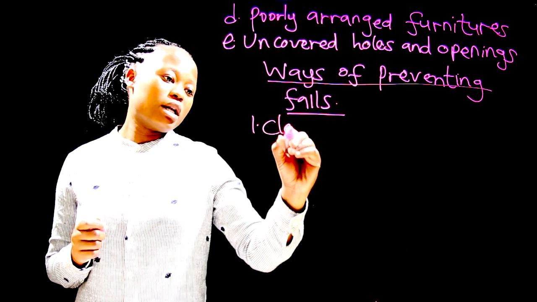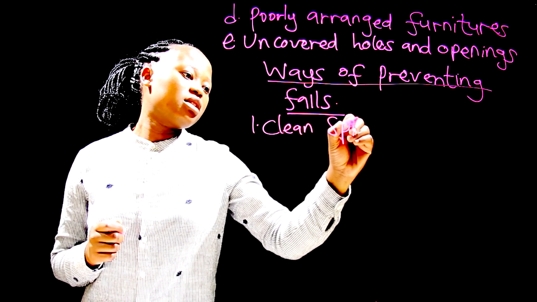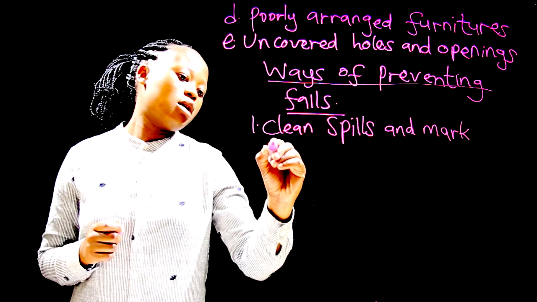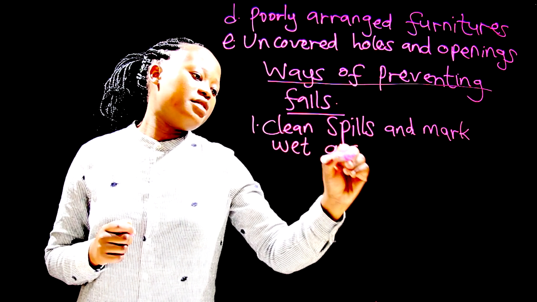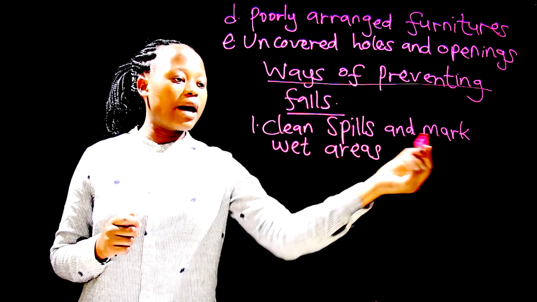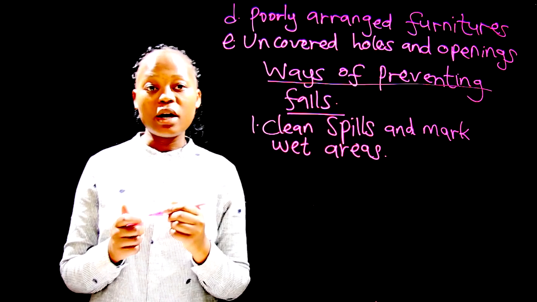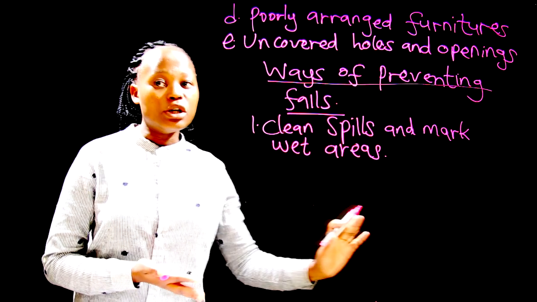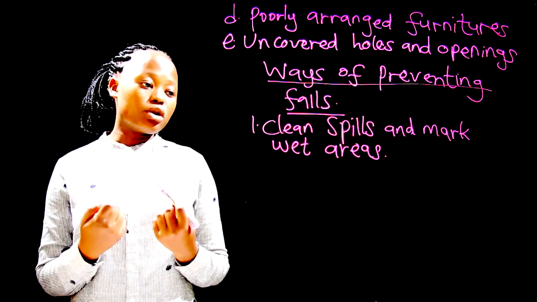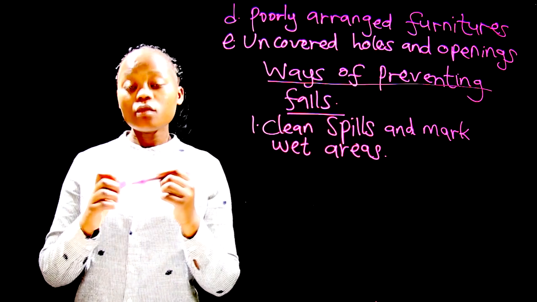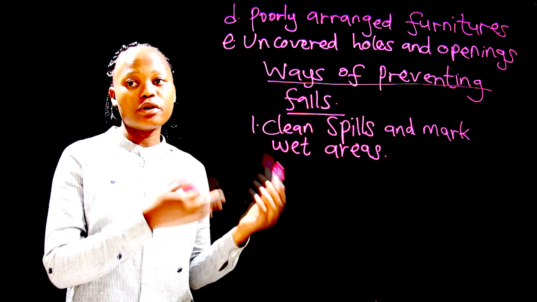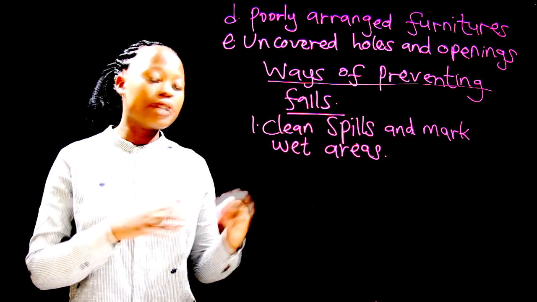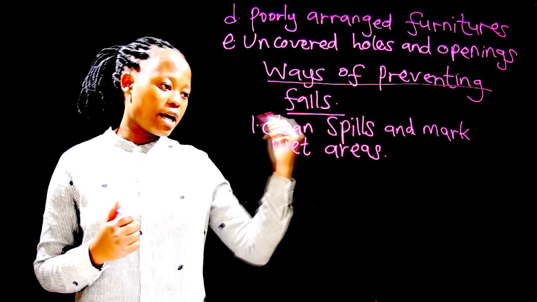Clean spills and mark wet areas. When we have water or oil on the floor, we need to clean it, and we also need to mark wet areas. For example, if cleaning is in progress, we need to put a mark to notify people that this area is wet, or that cleaning is in progress.